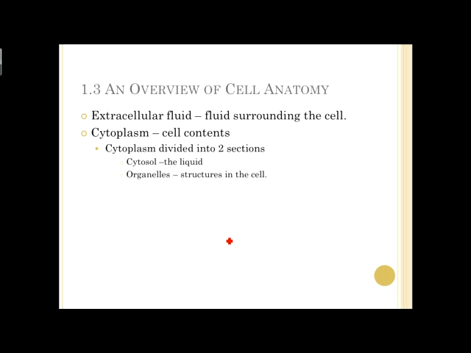An overview of cellular anatomy here. We're going to talk about fluids in this section. Extracellular fluid surrounding the cell. So this is going to be everything outside the cell. So we have a little basic cell here. And when we talk about extracellular fluid, it's all of this area here.